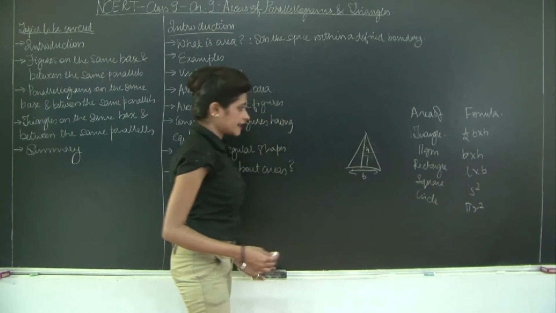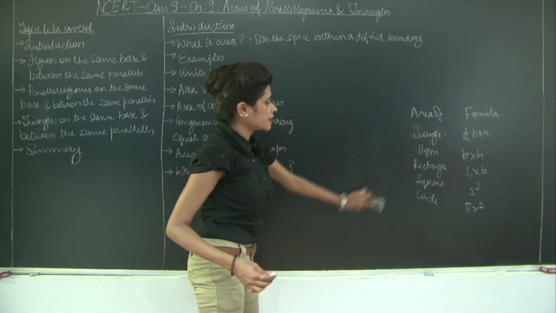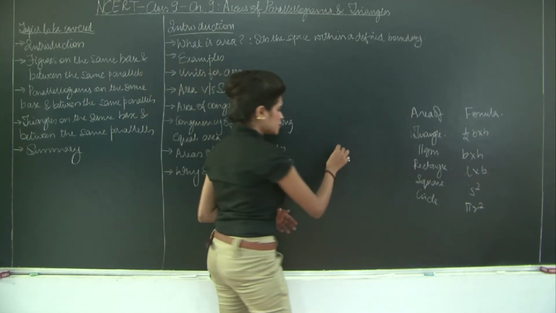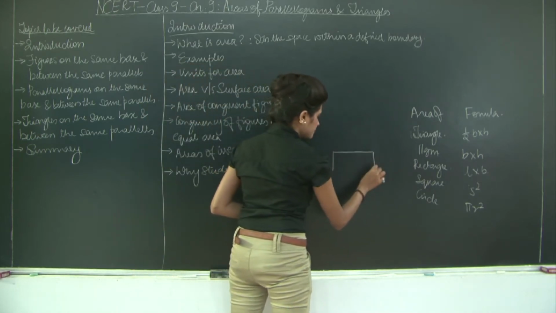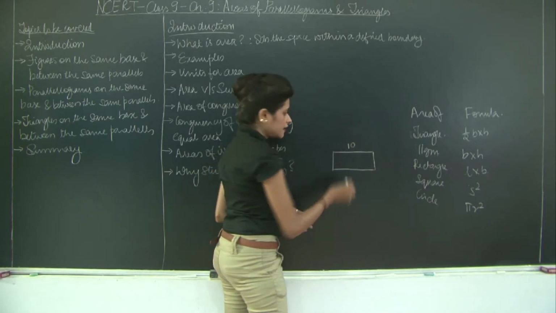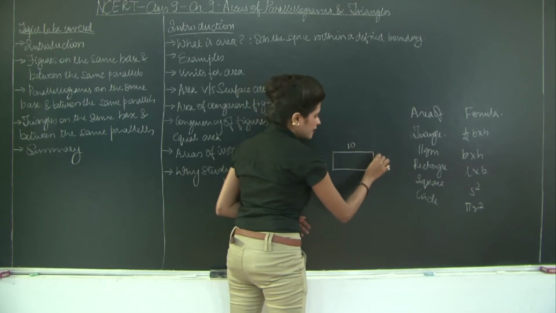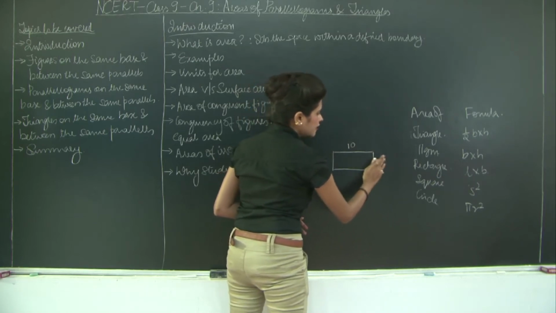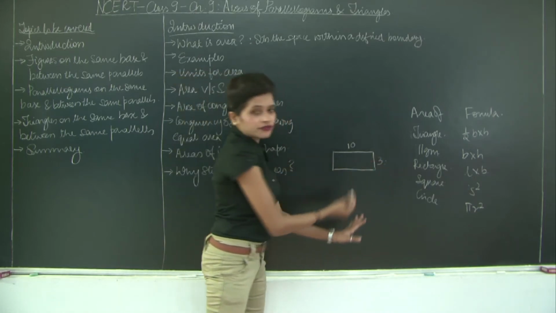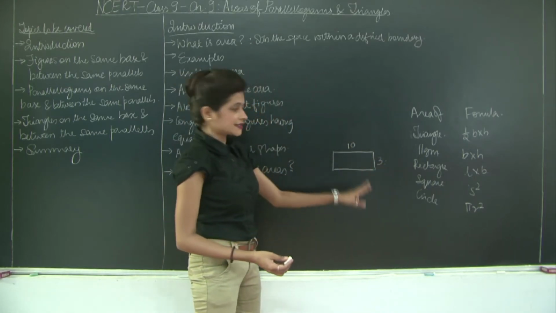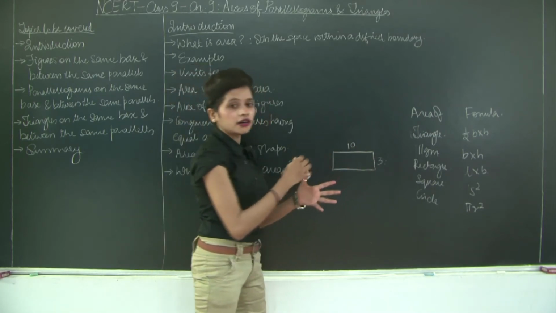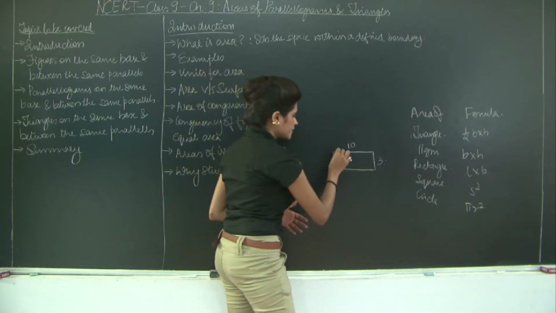So how exactly are formulas calculated for area? I will show it to you with the help of a rectangle. So let's say I have a rectangle, let's say the length is 10 and the breadth is 3. So obviously using the formula you can say the area of this rectangle is 10 into 3, which is 30. But how is it calculated? How is the formula derived?